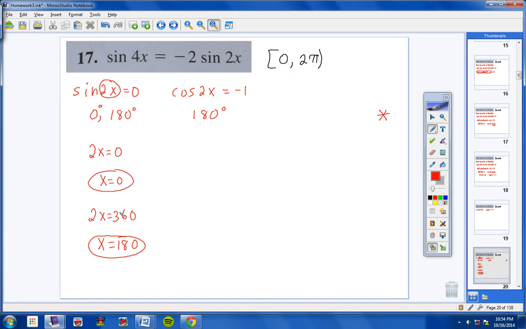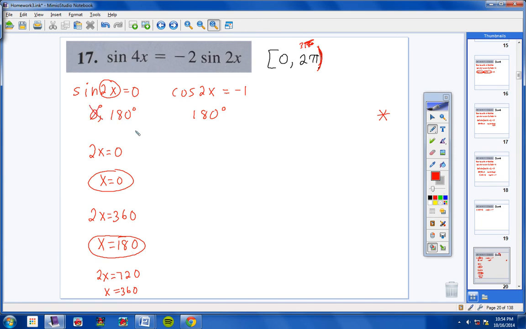Now take 360 and add 360 to it and you have 720. Divide that by 2 and you get 360, but 360 does not work because notice we have a parenthesis here, which means not including 2 pi or not including 360. So here's two answers for 0.